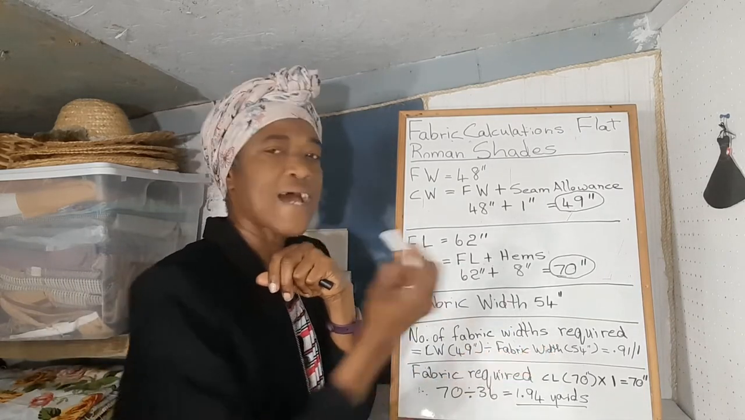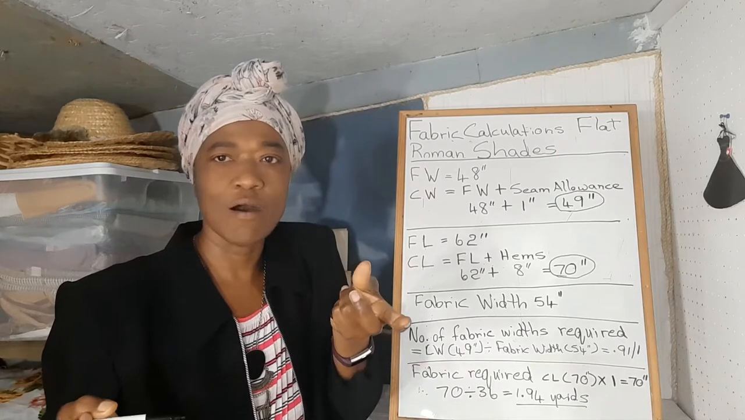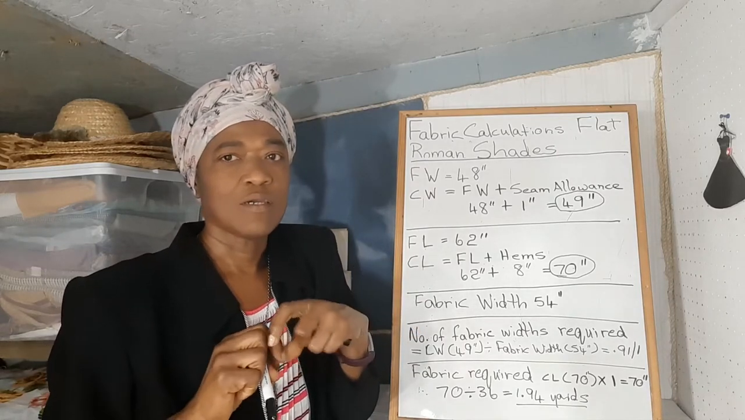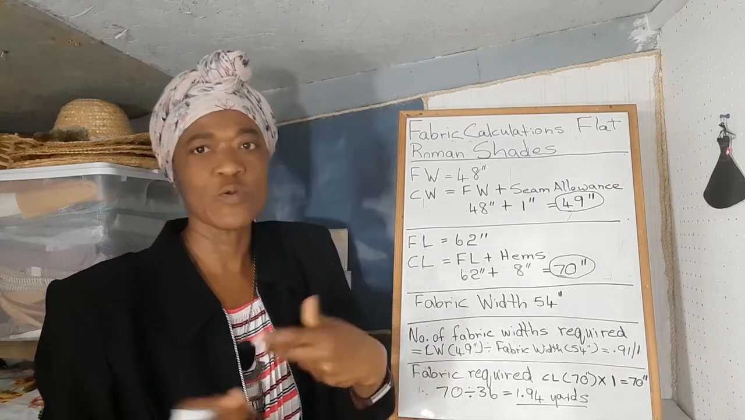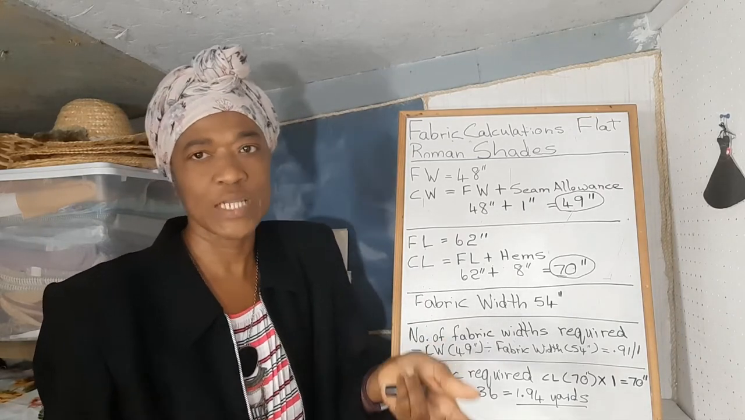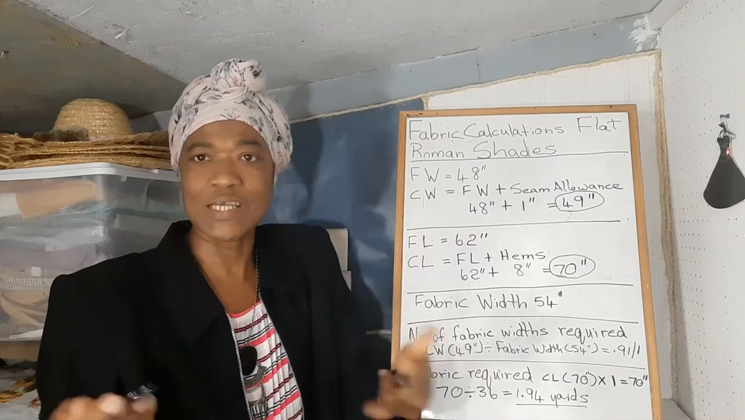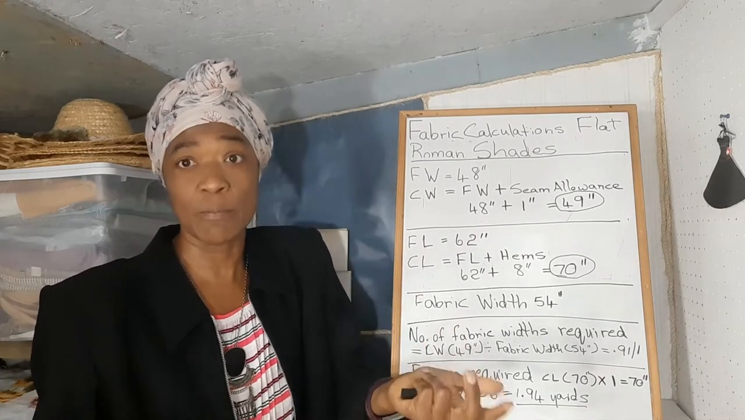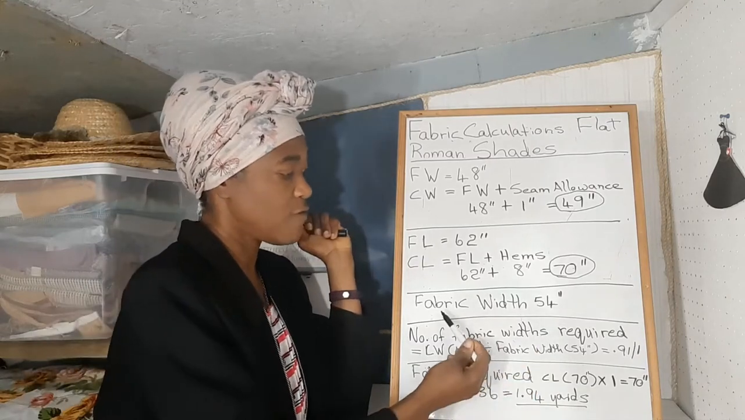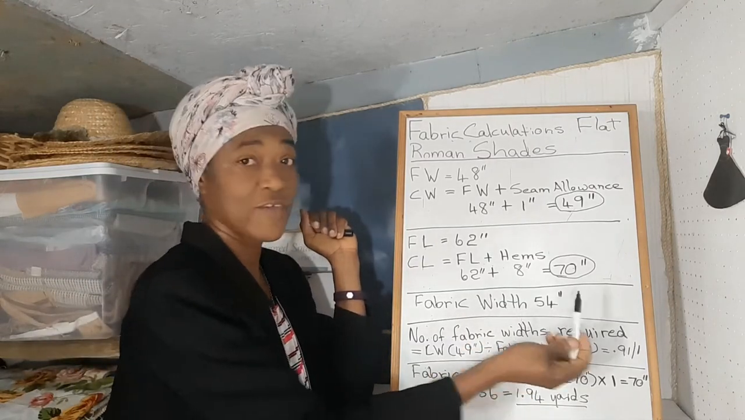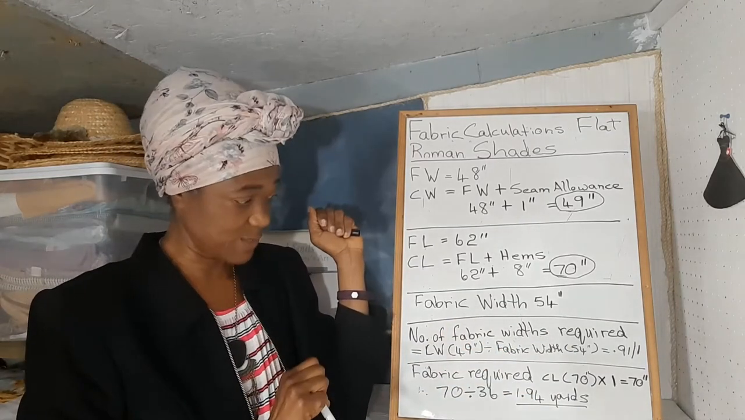Now let's establish the width of the fabric. Most commonly, you'll find 54 inches, or if you get a double width, it might be 118 inches, but you'll just adjust your numbers according to what you're working with. Okay, here we're using a fabric width of 54 inches.